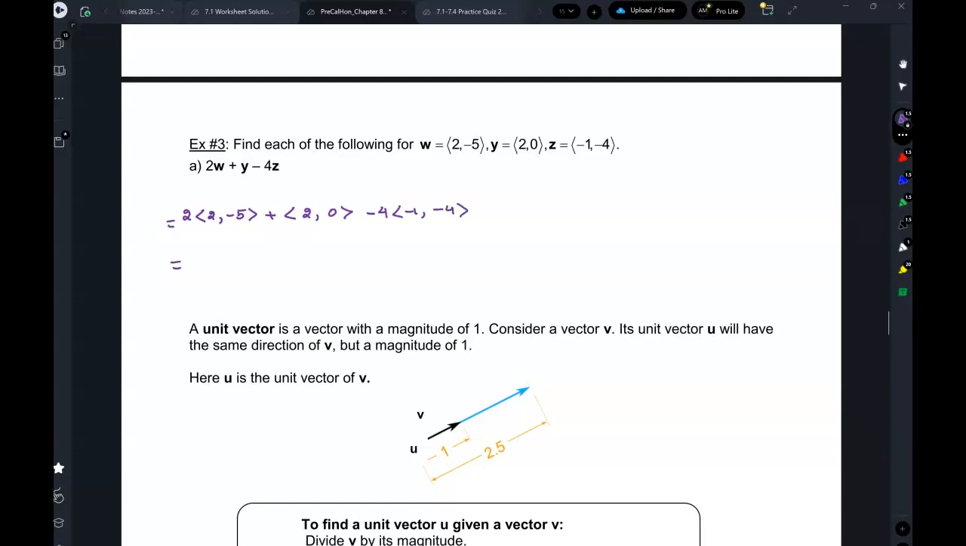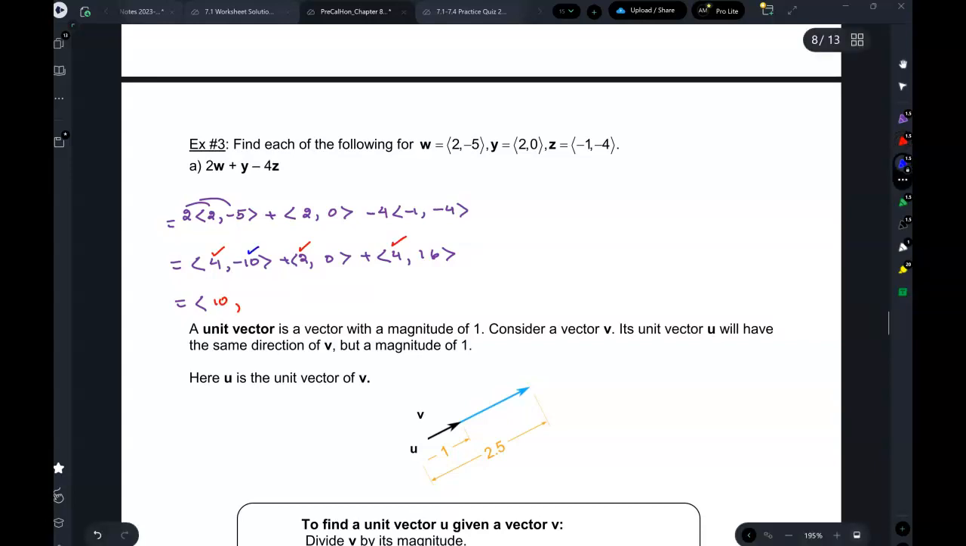So this is going to be, distribute this, right? That vector becomes <4, -10> plus <2, 0>. Now here, if you distribute the negative, then this is going to be plus negative 4 times negative 1 is 4, and 16. So now the sum of this, right? You take all of the first components, the horizontal components. So the 4 plus 2 plus 4, that's 10. And then the y components, negative 10 plus 0 plus 16, 6. So that's what we get as our vector.